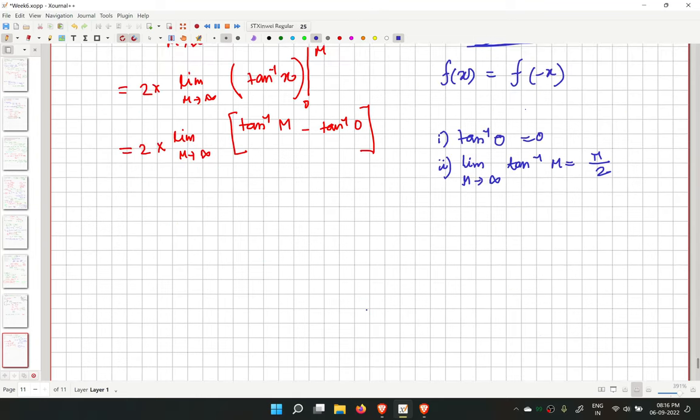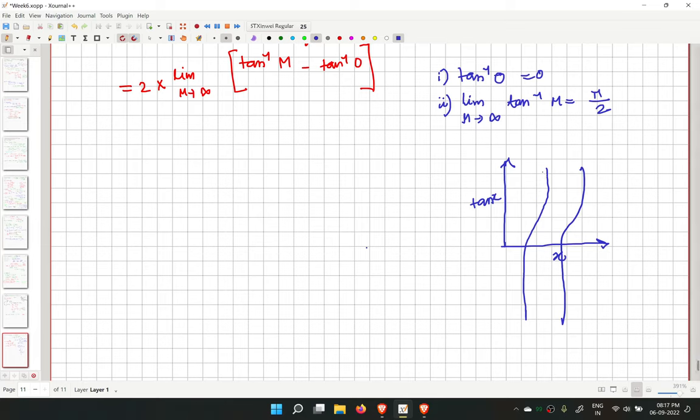So if you check the graph of tan, something like this, you will see that it is diverging at many points, and it is also 0 at many points. So what I've taken is just the value which is within 0 to pi. Okay.